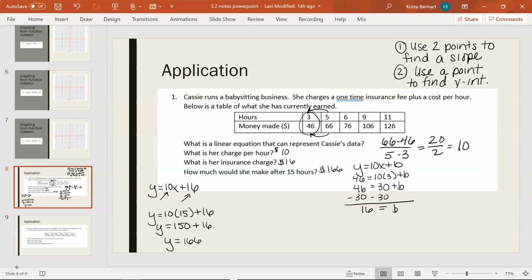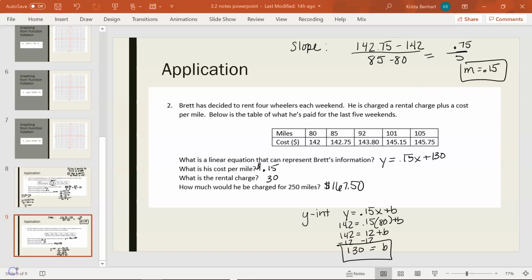Okay, so now let's see if you can do the second one, and then I'll post up the answers. Okay, for time's sake, here are the answers. This is 15. So take a look at it and check your answers. If you have questions, come see me about them.